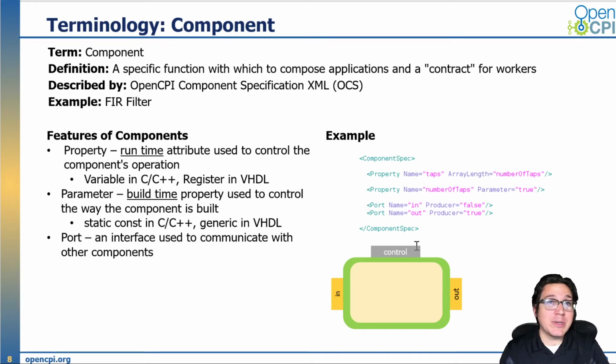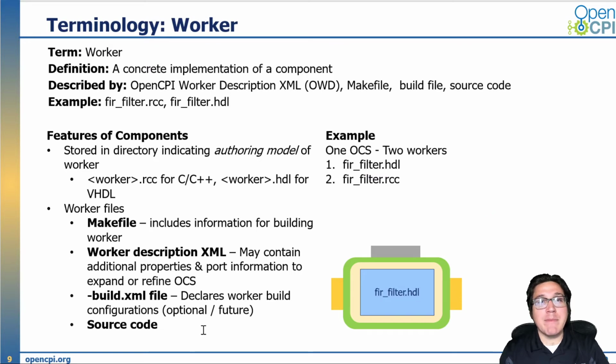Sometimes a parameter is a build time property. So a build time example of the FIR filter would be the bit width of the coefficients, whether they're 16 or 12-bit, or the data widths of the ports as well. So the implementation is called the worker, and you can have multiple ones, and there's different types of authoring models, the RCC, HDL, there's OCL for the different types of authoring models.